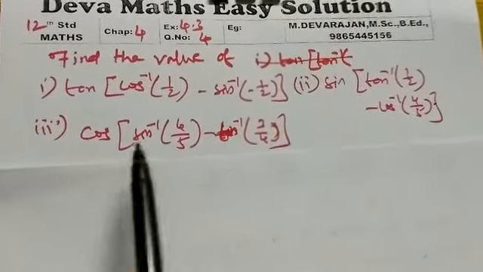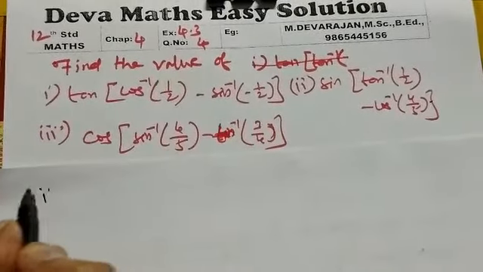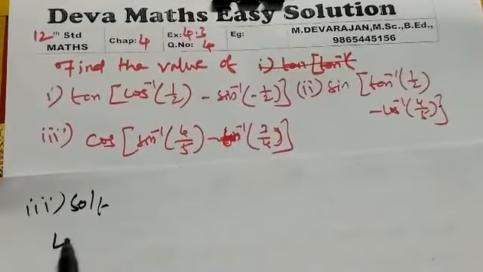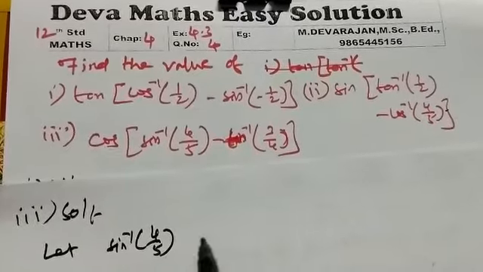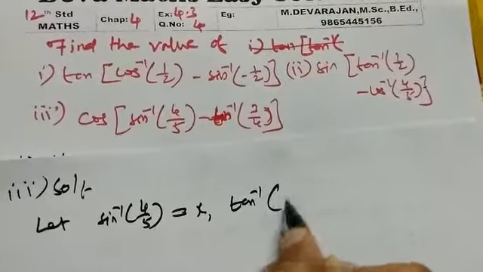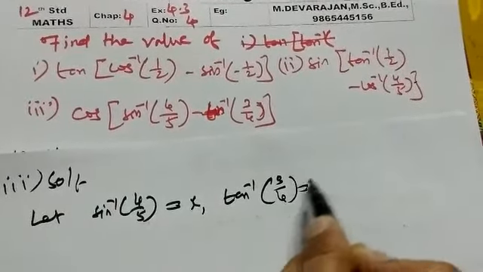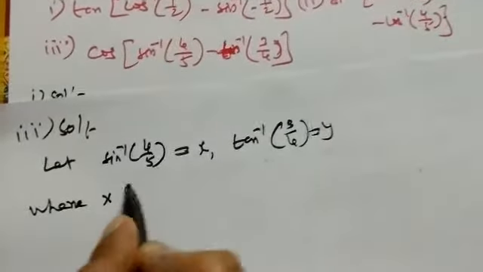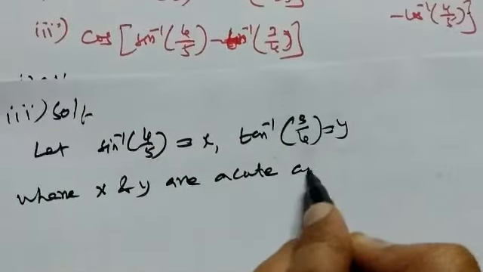Next, the third one. Cos of sin inverse of 4 by 5 minus tan inverse of 3 by 4. First, let sin inverse of 4 by 5 equal x, and tan inverse of 3 by 4 equal y. Here x and y are acute angles.